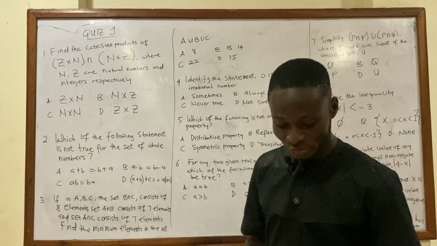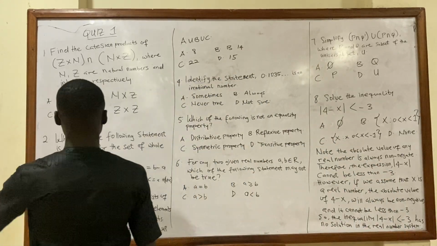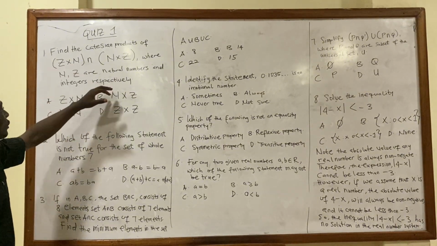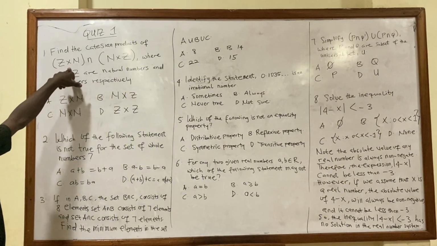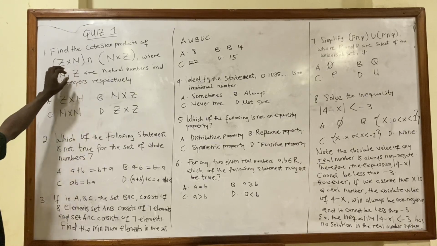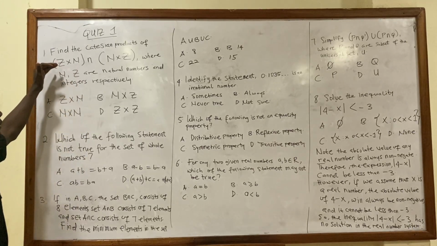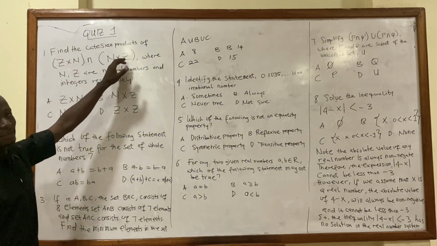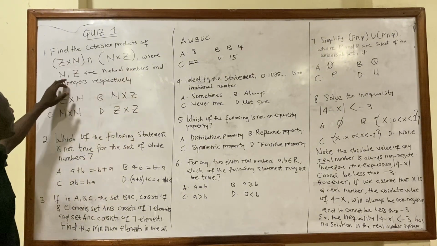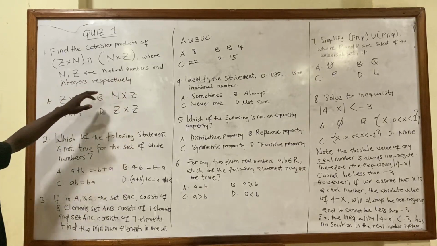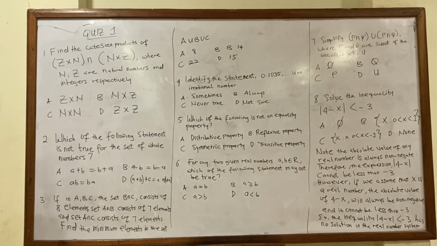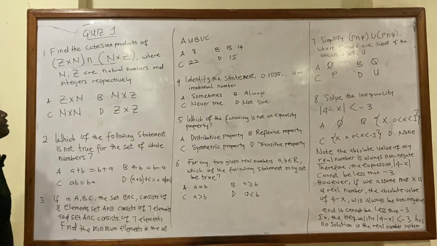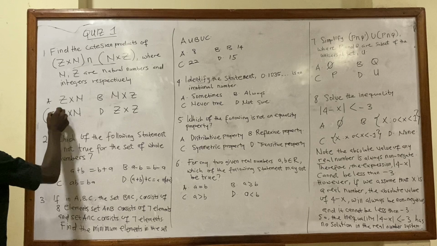All right, so let's continue. Our first question is, we should find the Cartesian product of Z times N intersection N times Z, where Z is integers, and N and Z are natural numbers and integers respectively. From here we can see that when you do this intersection, your answer will be this.